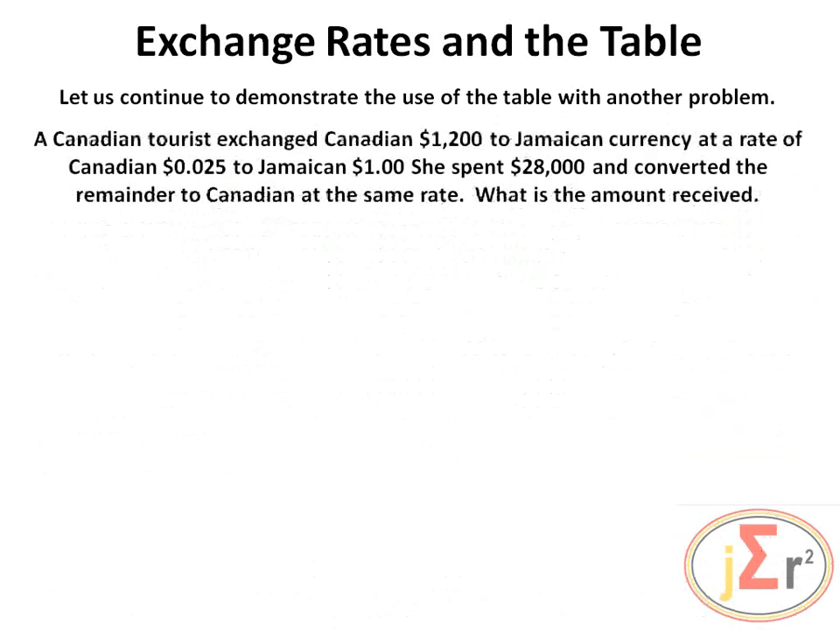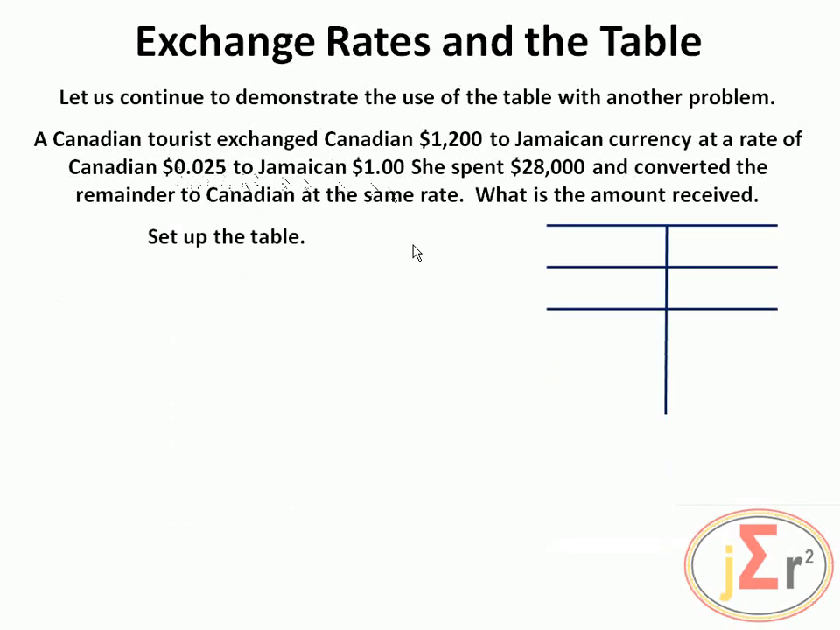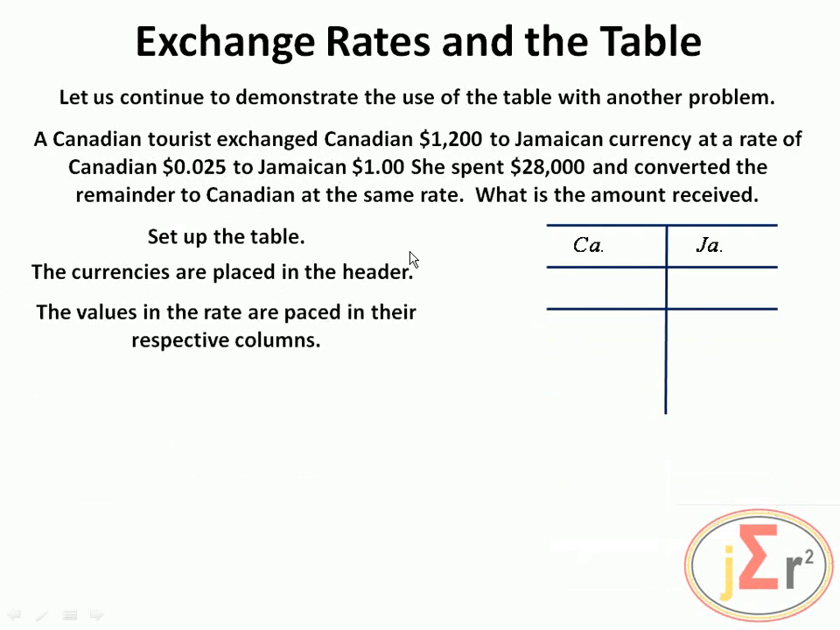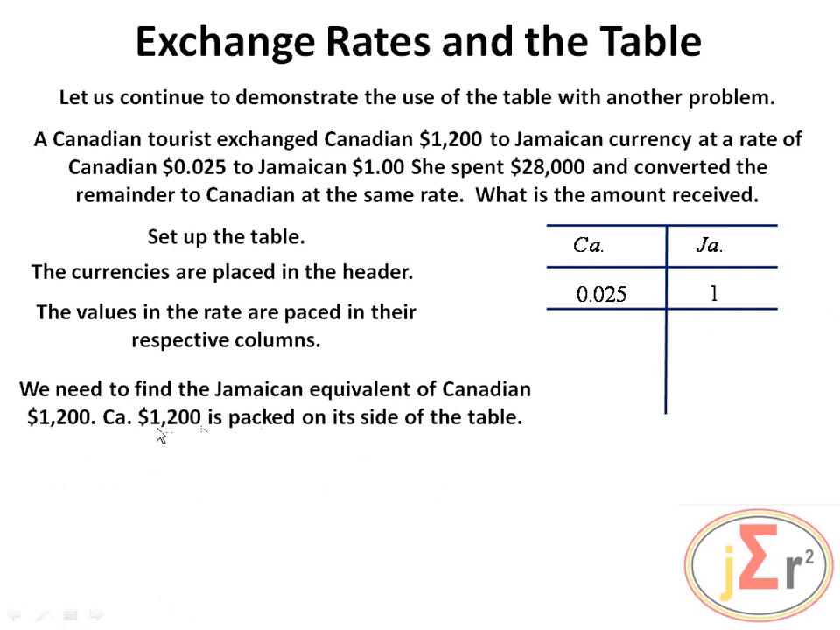So we are going to be working on the table again, and we are going to be using the Canadian currency this time against the Jamaican, and the rate is 0.025 to Jamaican $1. So set up the table. What do we put next? The currencies are placed in the header, Canadian on the left, Jamaican on the right. The values in the rate are placed in their respective columns. That's where we have that. Canadian is placed here, Jamaican there. And first, we are required to convert 1,200 Canadian to Jamaican. So the 1,200 is going to go on the Canadian side, like that.